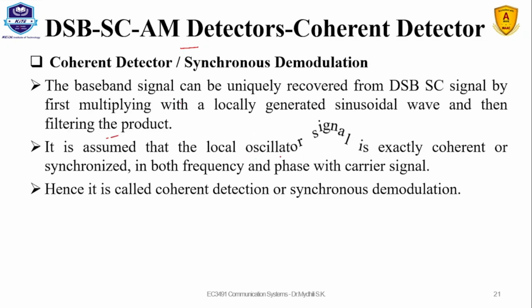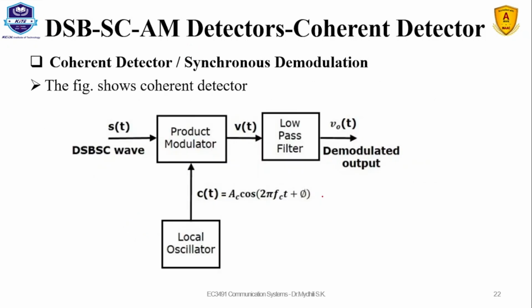It is assumed that the local oscillator signal is exactly coherent with, or synchronized to, the carrier signal. So this local oscillator produces a carrier signal which is exactly in coherence with the input signal. Hence it is called coherent detection or synchronous demodulation. This is the exact figure of the coherent detector, where we are talking about the detection part.